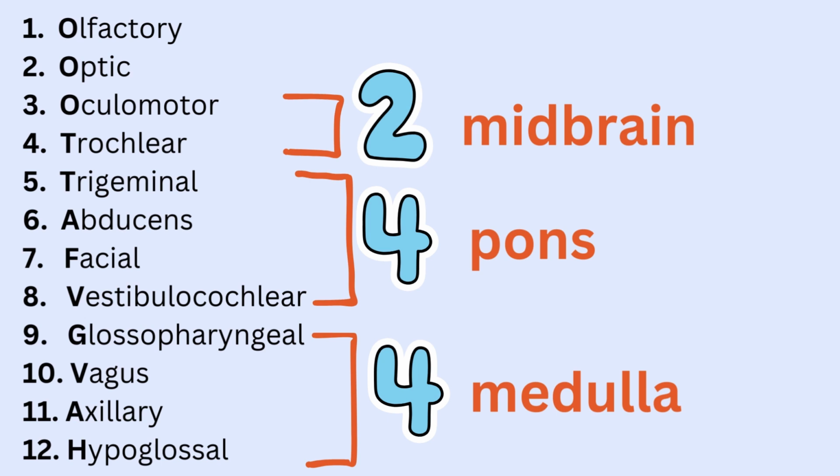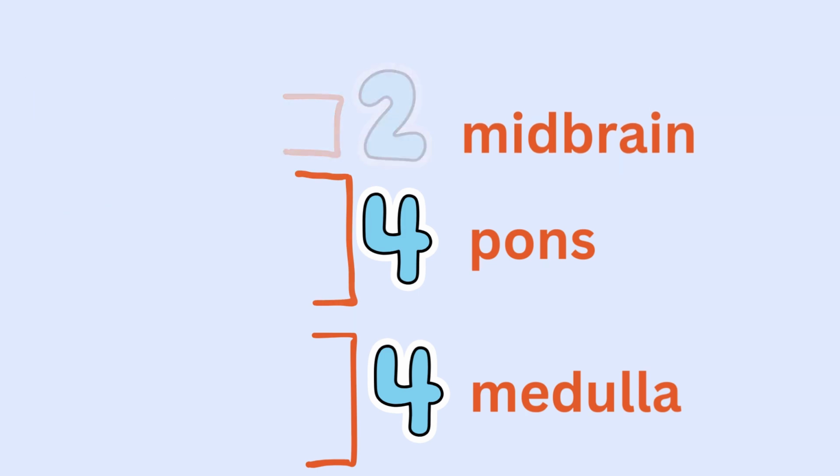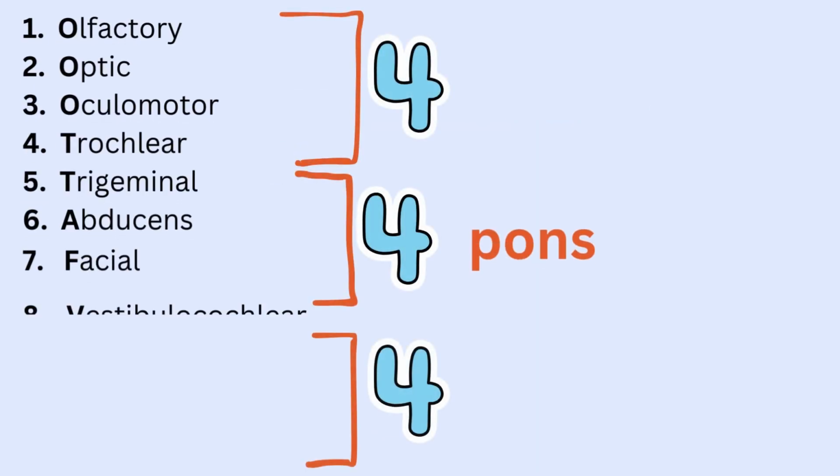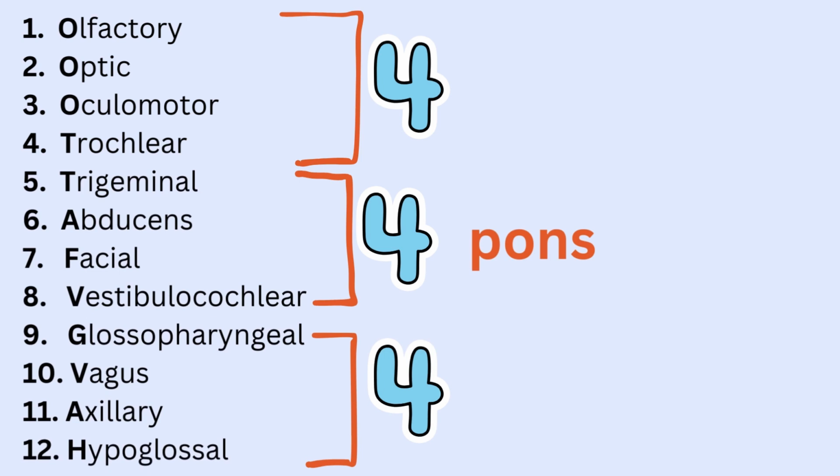A different way to learn this is the rule of 4s with the pons. So there are 4 cranial nerves above the pons, there are 4 cranial nerves below the pons, and there are 4 cranial nerves within the pons. Just please remember that there's only 2 nerves above the pons that are found within the midbrain. All 4 nerves below the pons are found within the medulla.